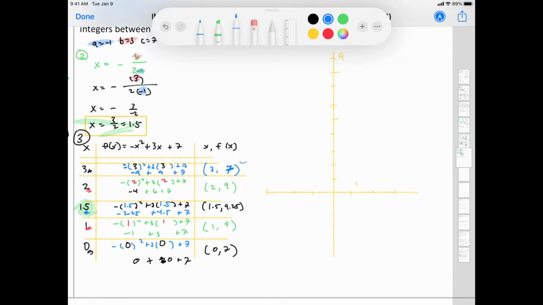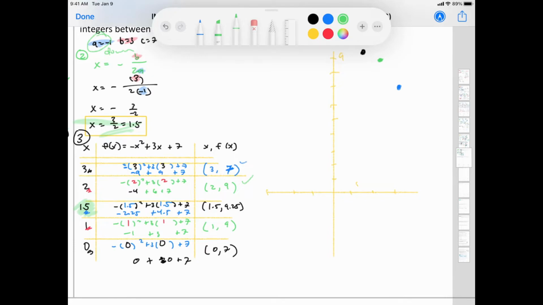Right 3, up 7. So right here. Right 2, up 9. Now remember, the a-value is negative, so it's going to open down. My graph's going to be down. That's how you know if it opens up or down. Right 1, so between 1 and 2, 1.5 and 9.25, so a little bit higher. There's our vertex. There's our maximum.